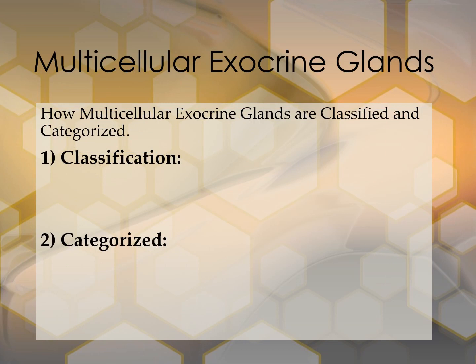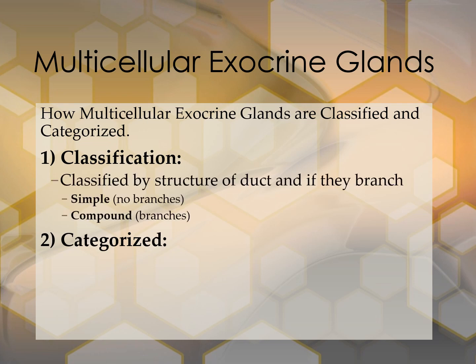So let's talk a little bit more about the multicellular exocrine glands. Okay, so how do we classify and categorize these glands? Okay, so we have a classification is by the structure of the duct. So does it branch or does it not branch? So if it only has one duct, then it's simple. So there's no branches. But if it has some branches, looks maybe like a tree, right? So you have the trunk and then you've got some branches coming off of it, then it's compound, okay?